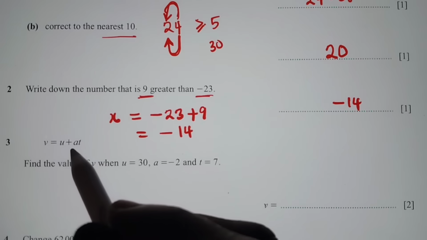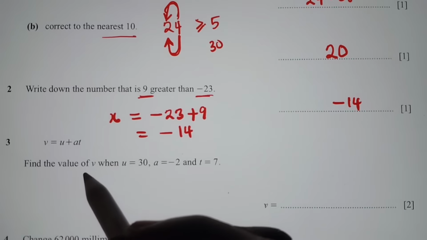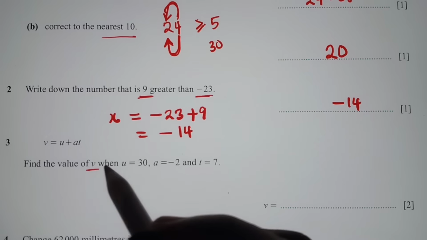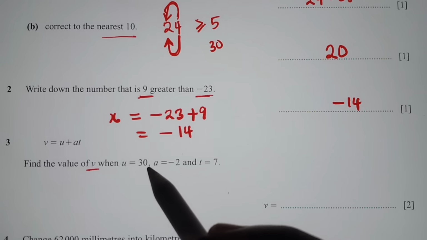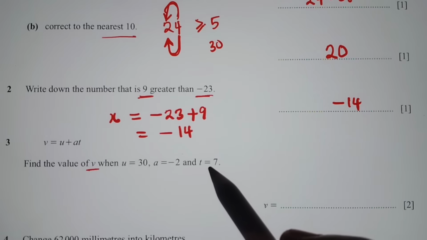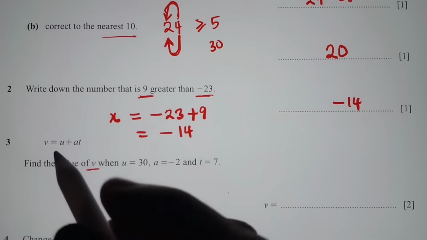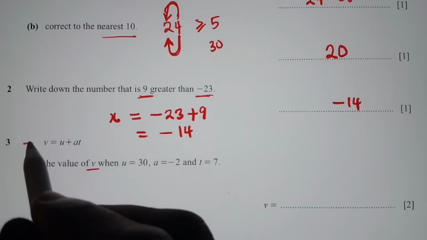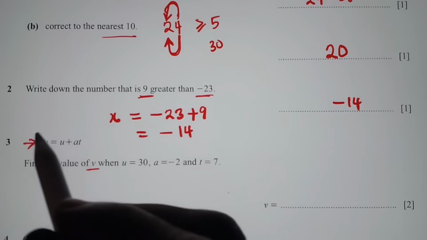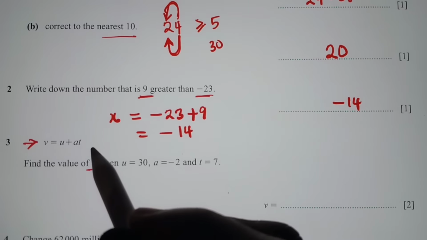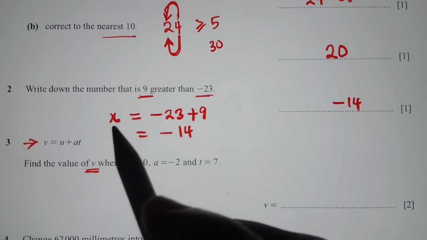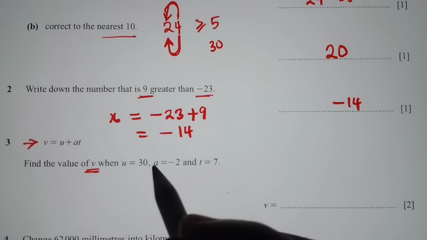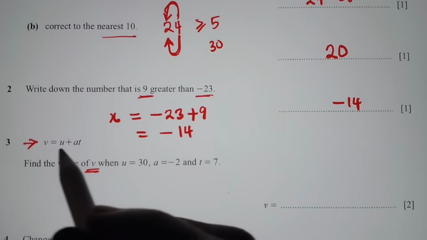V is equal to u plus at. Find the value of v when u is 30, a is negative 2, and t is 7. First of all, you need to check if the formula needs changing. Because they said v is equal to u plus at, and we are actually looking for v, the formula needs no changing. We just need to substitute these values into it.